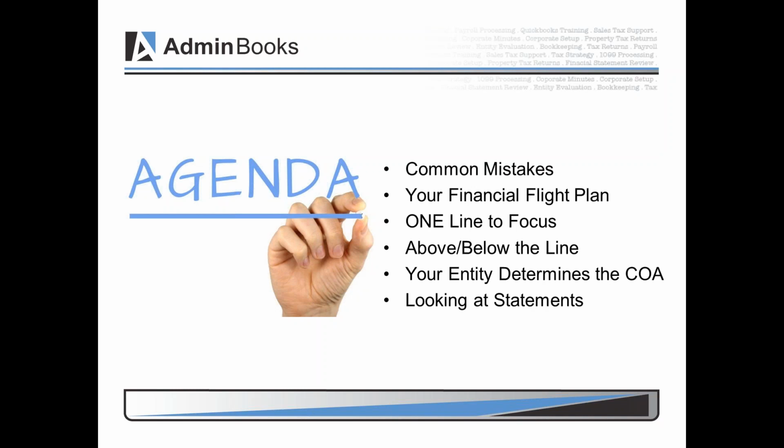I'm also going to talk about how your entity will determine the way you set up your chart of accounts on your profit and loss and your balance sheet. Super important based on what's deductible, what's not, versus S Corp, sole proprietorship, C Corp, LLC partnership. So I'm going to talk about your entity. And then we're going to look at some statements and give you some examples.